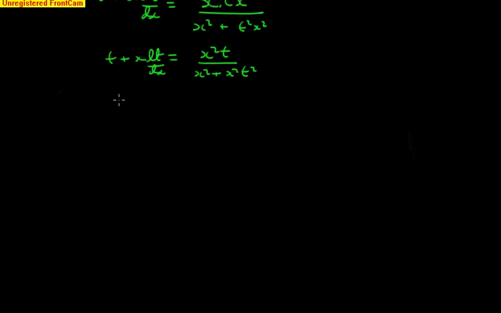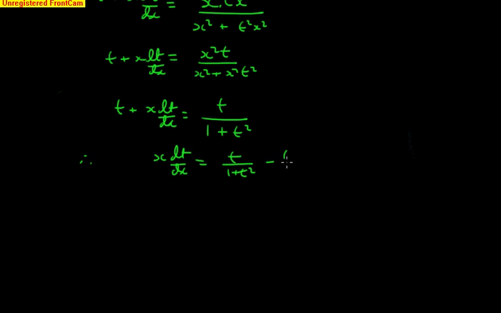So t plus x dt by dx equals. Right, we'll divide top and bottom of the right hand side by x squared, and of course that will leave me t on the top, it'll leave me 1 there, and it'll leave me t squared there. And now it's beginning to look like something that I can do something with. I'll bring this t over to the right hand side, so now I've got x dt by dx equals t over 1 plus t squared minus t.